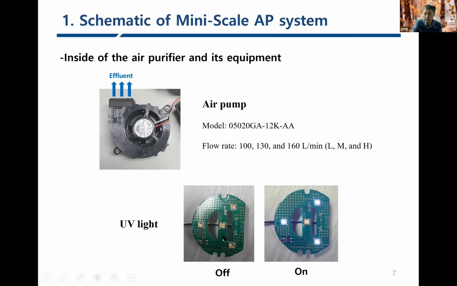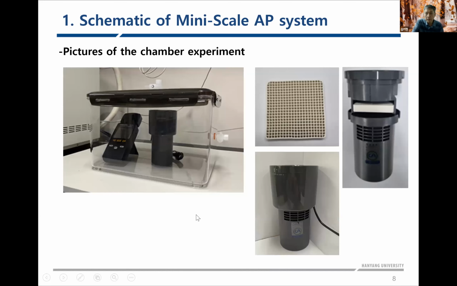And this is the UV light source. It has 1, 2, 3 light sources in here, but basically it's controllable with 4 different levels. There is one in addition to these 3. Now this air purifier and sensor is placed inside this chamber.